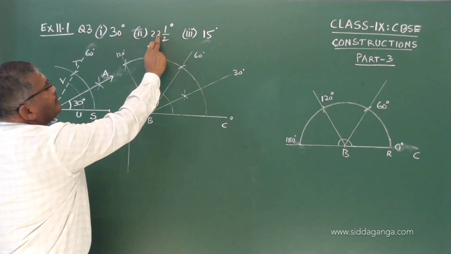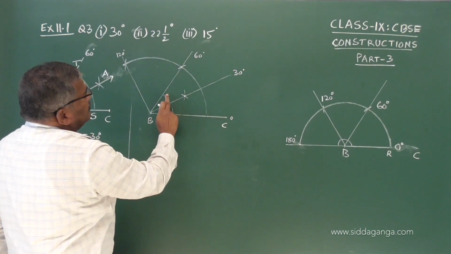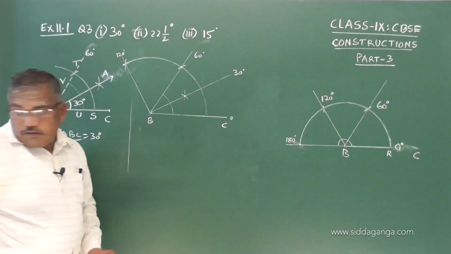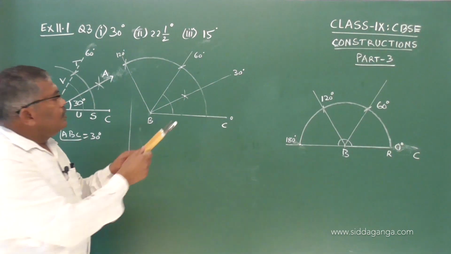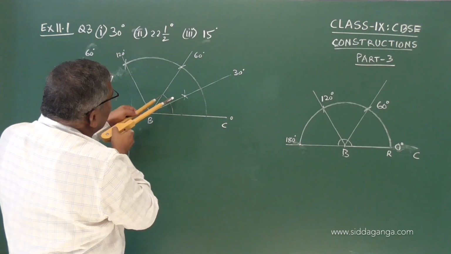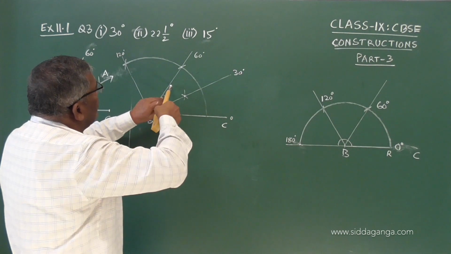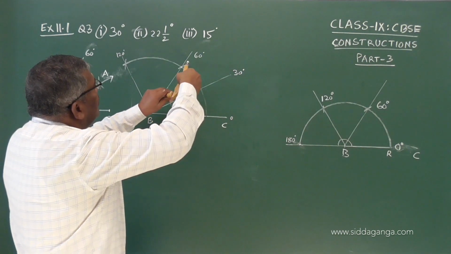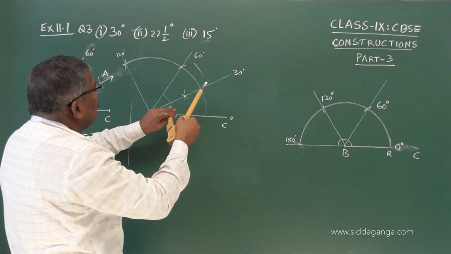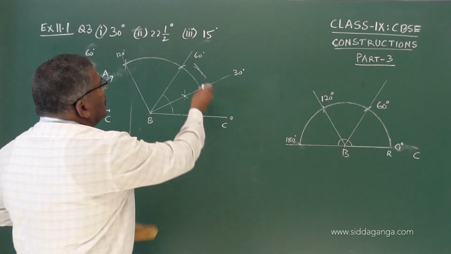So I want 45, so I have to divide this again. Therefore from these 2 points, I will cut once again. You observe this. Take a radius more than half of these 2 points and cut an arc. You can do that with a little bigger radius also, no problem. So you cut it like this. From this point you cut it like this. You will get a point.